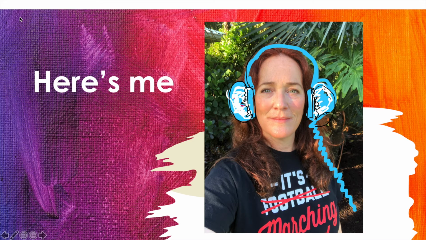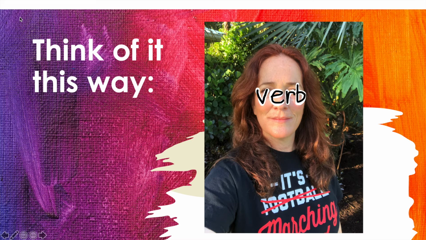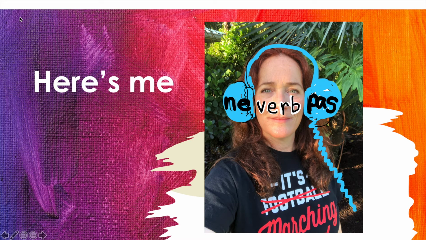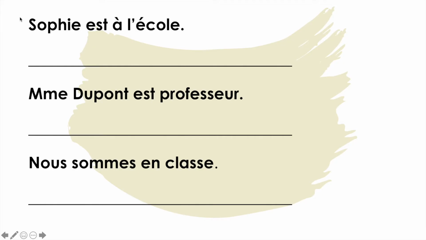Okay, so imagine that's me. And that's me with headphones on. So think of it this way. My head is a verb, okay? And the headphones are the ne and the pas. Ne pas does the same thing that not does in English. Ne pas goes on either side of the verb, and it means not. It makes something negative.